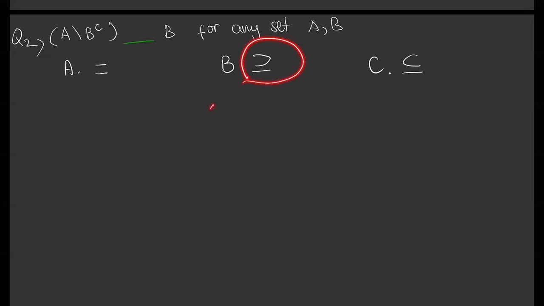This one, if you have this, it means B is a subset of A. And this one means A is a subset of B. So that's the meaning of the symbol.